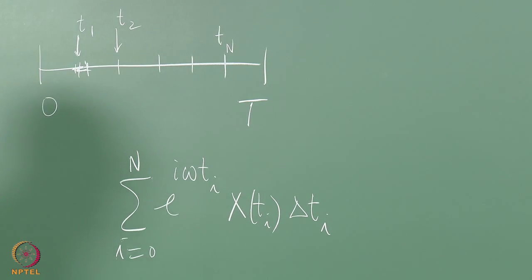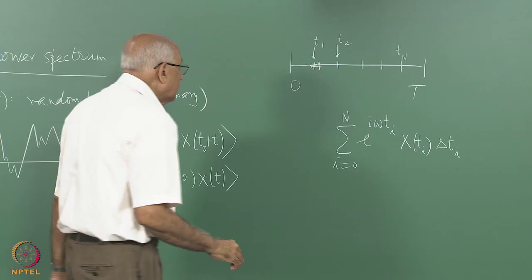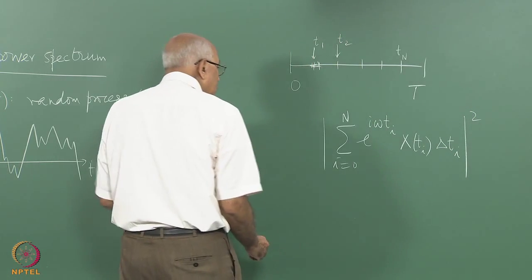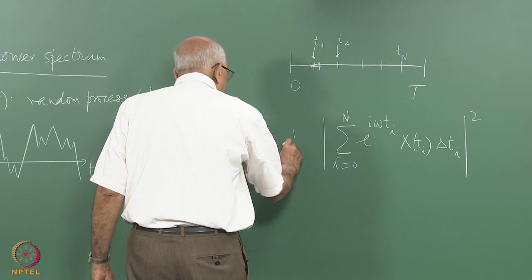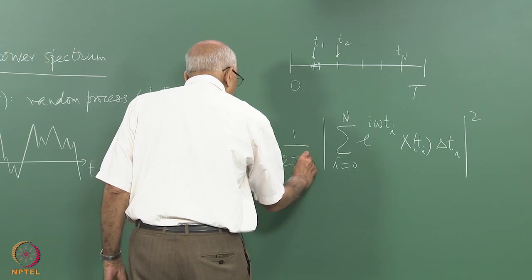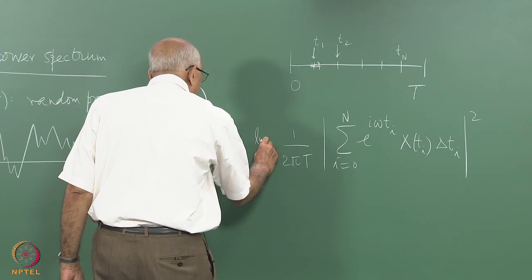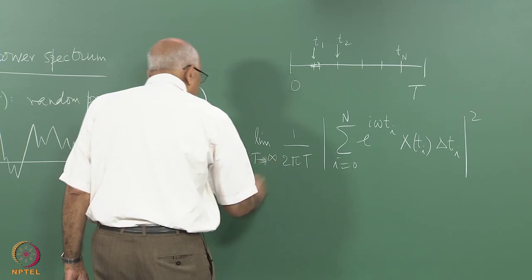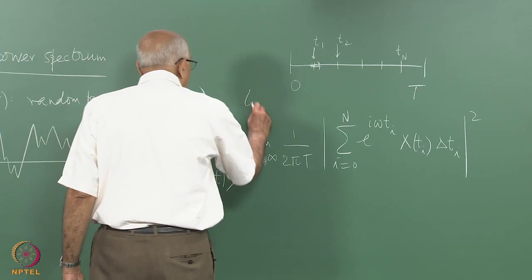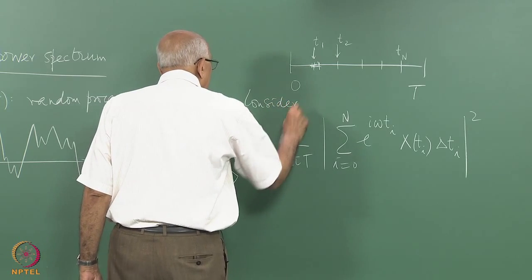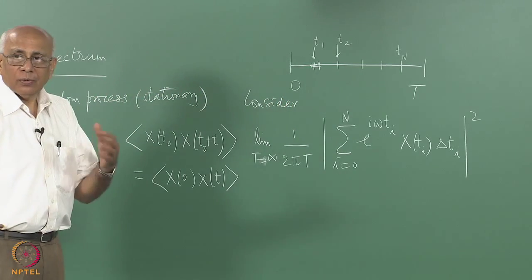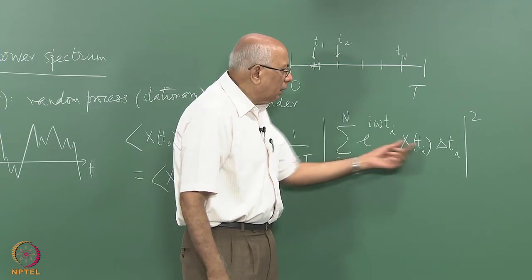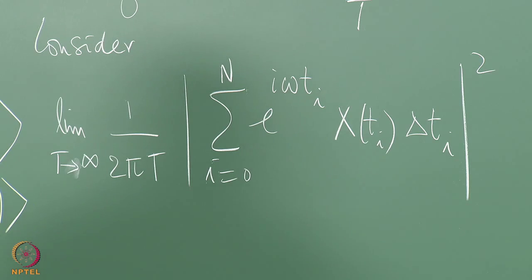Okay. And let n become very large and take the average, the mod squared of this quantity so that it becomes real, and take its average, 1 over T, let us put a 2 pi also, in the limit as T tends to infinity. So consider this. I am trying to do a kind of Fourier transform. What I am doing is weighting this with e to the i omega t_i, multiplying by the time interval and summing all these pieces together.